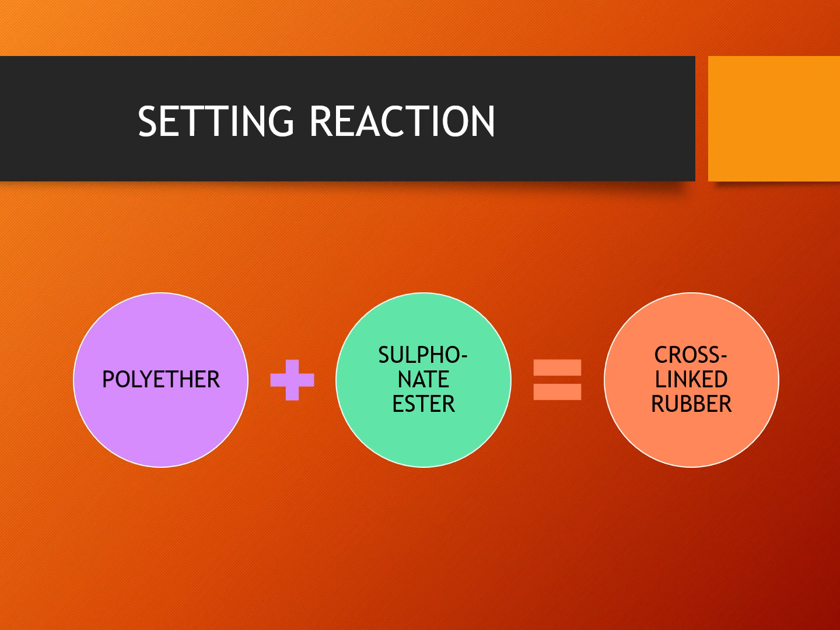Coming to the setting reaction of polyether, these polyether impression materials set via a unique ring opening polymerization reaction, and this reaction is called cationic polymerization. So cationic polymerization is similar to addition polymerization, except that instead of a free radical, a cation, that is a positive ion, is the reactive molecule, and there is no byproduct in this reaction. So here cross-linking is brought about by the aromatic sulfonate ester and results in the formation of a cross-linked polyether.